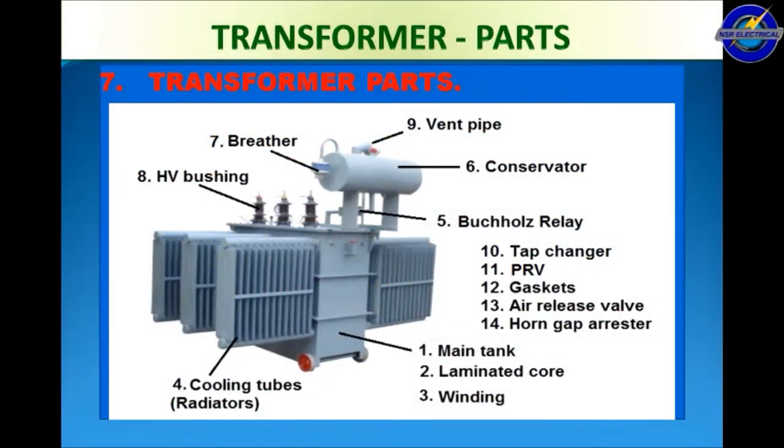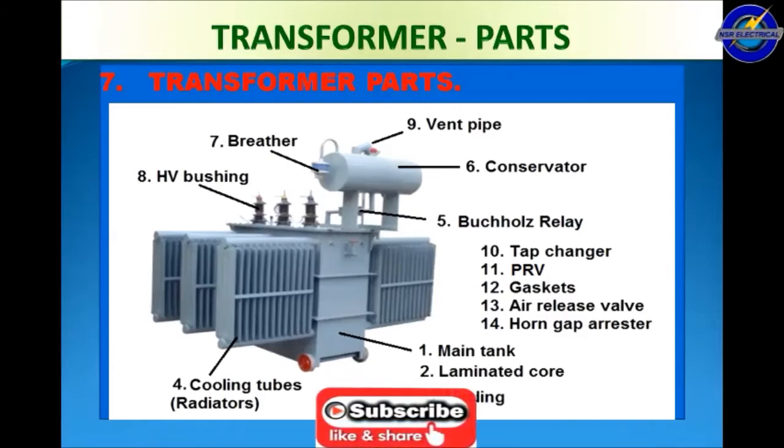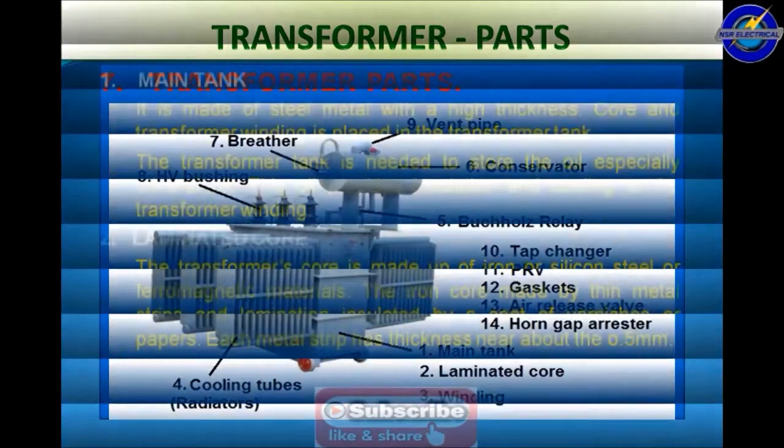Next, seventh one is transformer parts. First one is main tank, laminated core, winding, cooling tubes or radiators, conservator tank, breather, HV bushing, vent pipe, tap changer, PRV (pressure relief valve), gaskets, air release valve, horn gap arrestor.